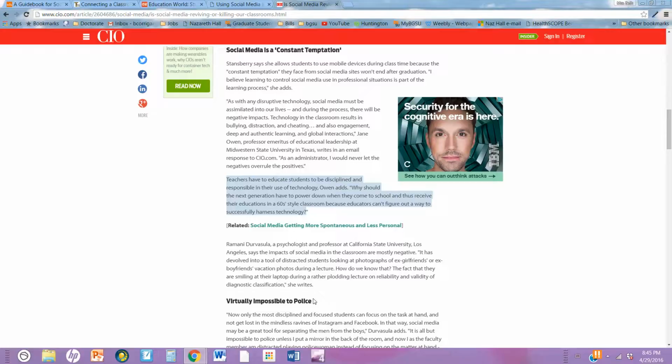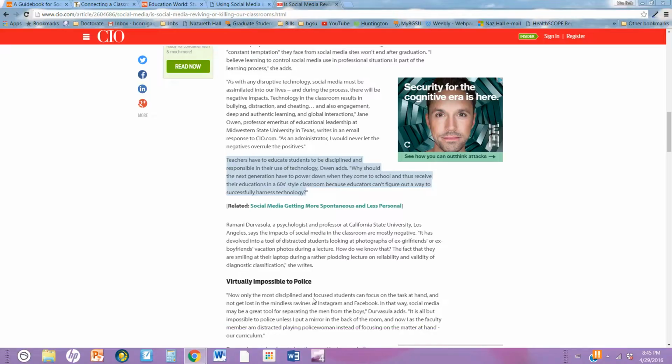But I like this quote down here. It says, teachers have to educate students to be disciplined and responsible in their use of technology, as I said in the previous tidbit. Owen says, why should the next generation have to power down when they come to school and thus receive their education in a 60s style classroom because educators can't figure out a way to be successful in harnessing technology? And I think the teachers who are totally against any technology use and only use pen and paper, this definitely falls into their category.